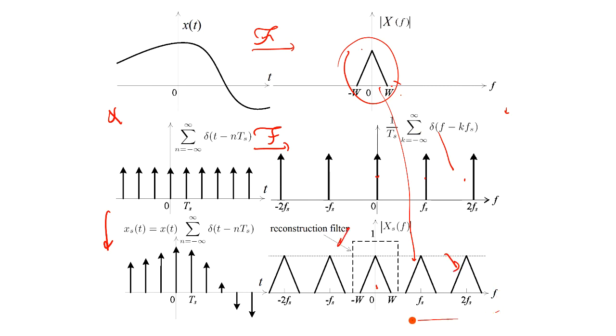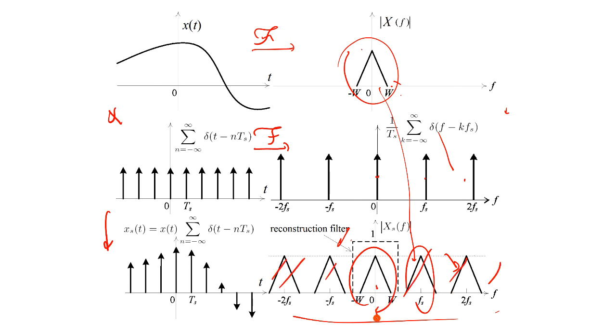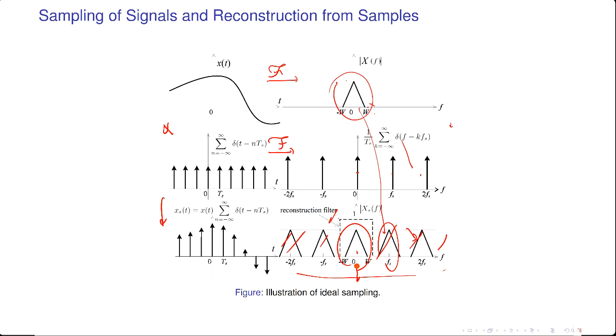If you want to get your signal back, provided that this replica and this replica don't overlap, it means that I have full information about this shape, and by applying an ideal filter here, I can eliminate those and preserve this one and get the signal back. So this is the basic idea of the sampling theorem.